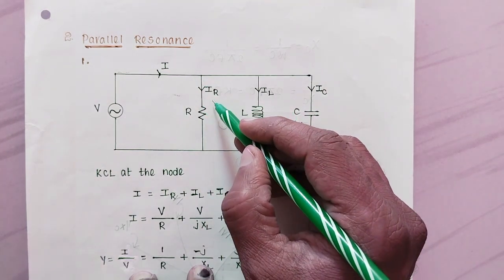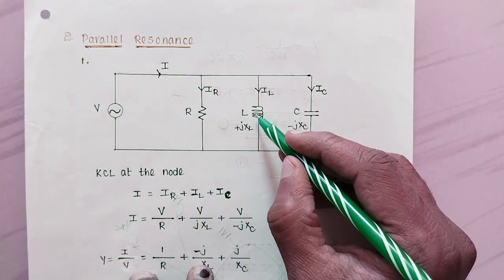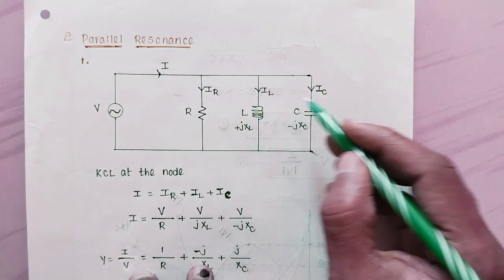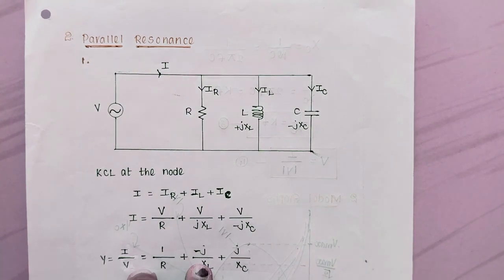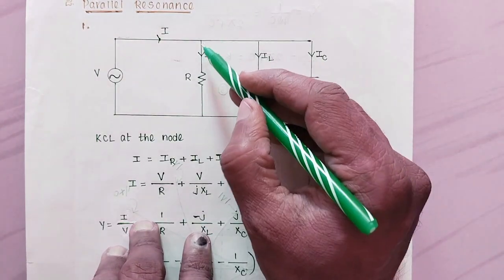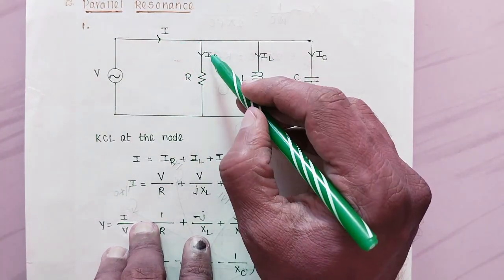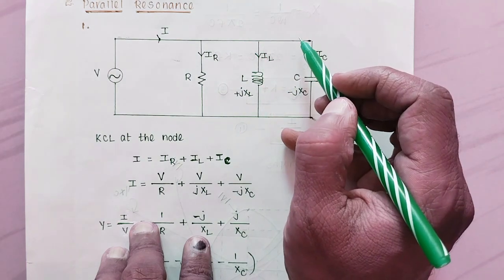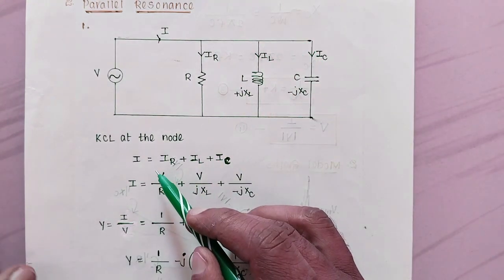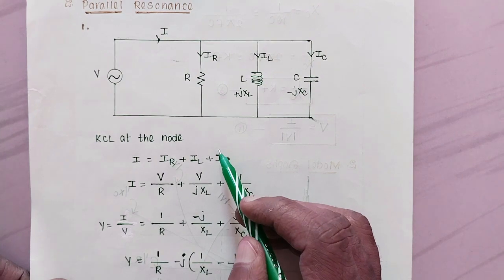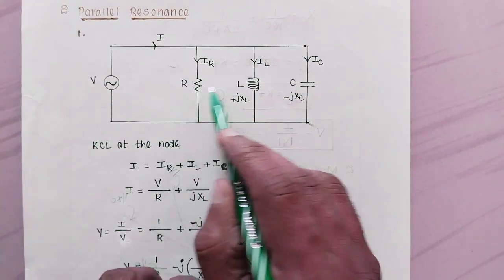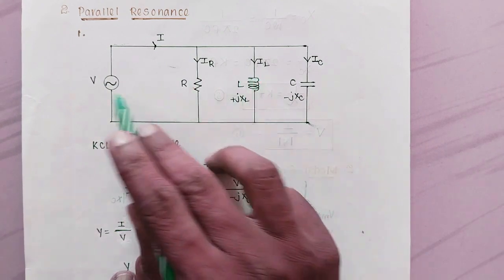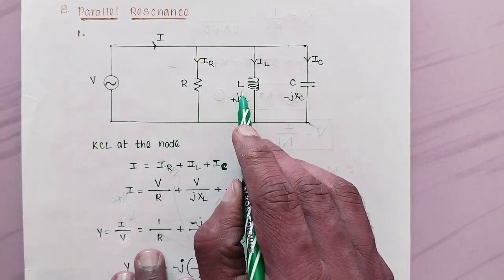Current in the resistor is IR, the current in the inductor is IL, and the current in the capacitor is IC. If you apply KCL at this node, I is equal to IR plus IL plus IC. So IR can be written as V by R. IL can be written as V by JXL.